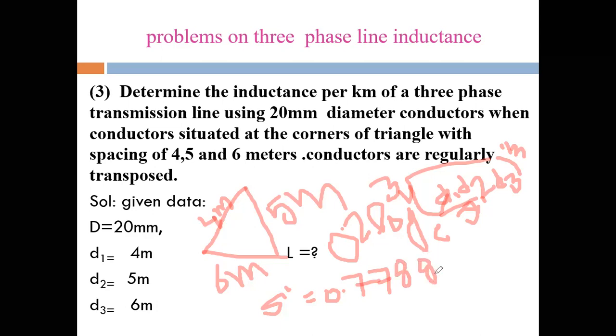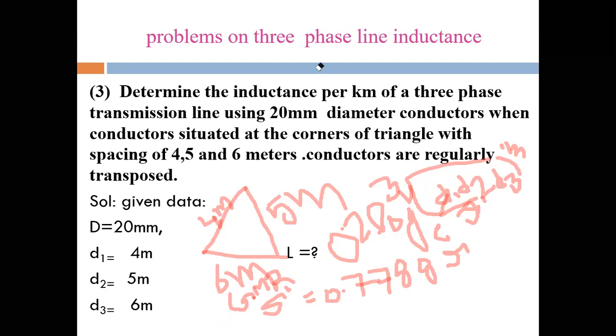7788 into R. Okay, this is the GMR, the geometrical mean radius, R dash. GMR is the geometrical mean radius, that is the R dash. R dash is equal to 0.7788 R.